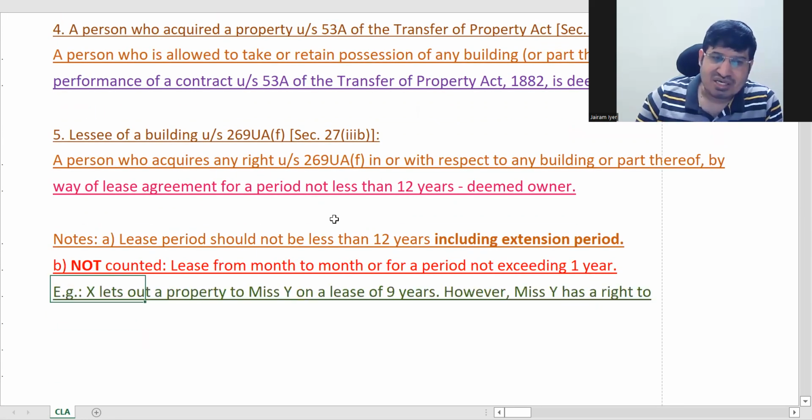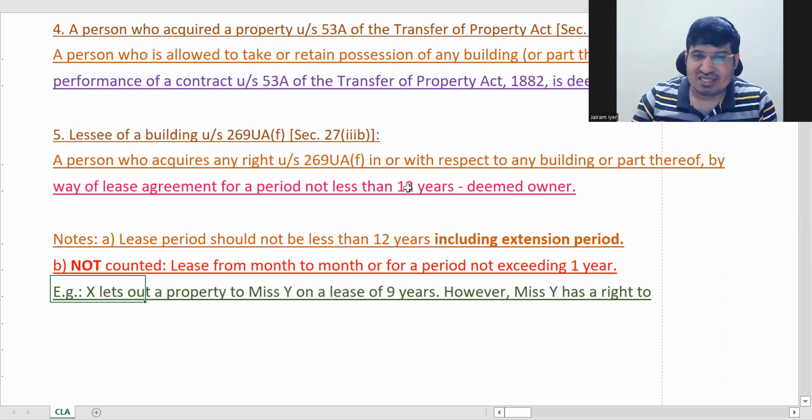So here let us say X lets out a property to Y on a lease of 9 years. The lease is 9 years. We know that if the lease is for 12 years or more, then Y will become the deemed owner.